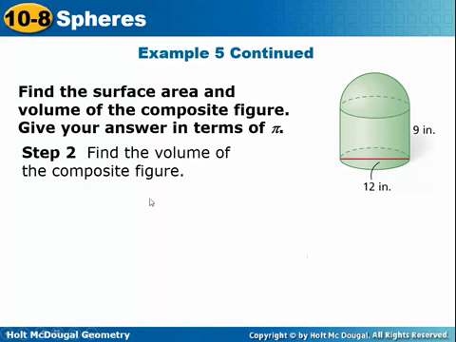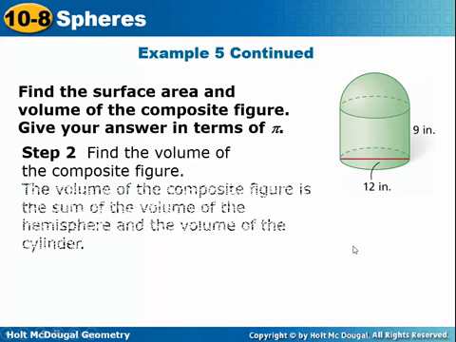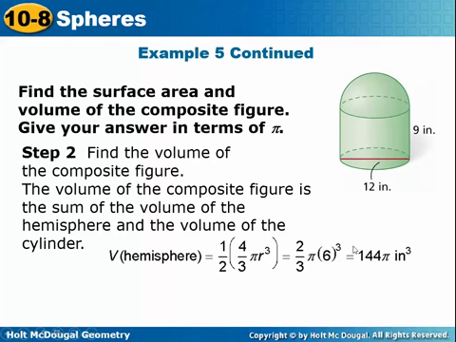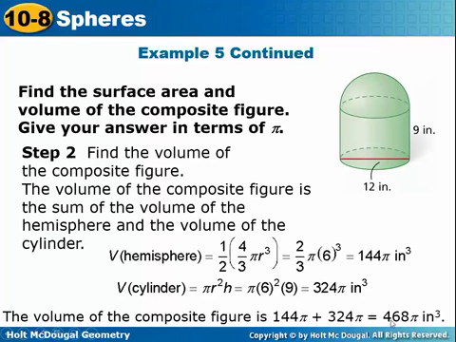Now we also were asked to find the volume of this. The volume is given by just 2 parts. We need the volume of the cylinder and the volume of the hemisphere. So the volume of the hemisphere is half of the volume of the sphere, so 4/3 pi r cubed, but half of that is 2/3 pi 6 cubed, so we get 144 pi. The volume of the cylinder is the area of the base times the height, so pi r squared times h. So we end up with 324 pi. And then you just add those 2 numbers together and get 468 pi inches cubed.